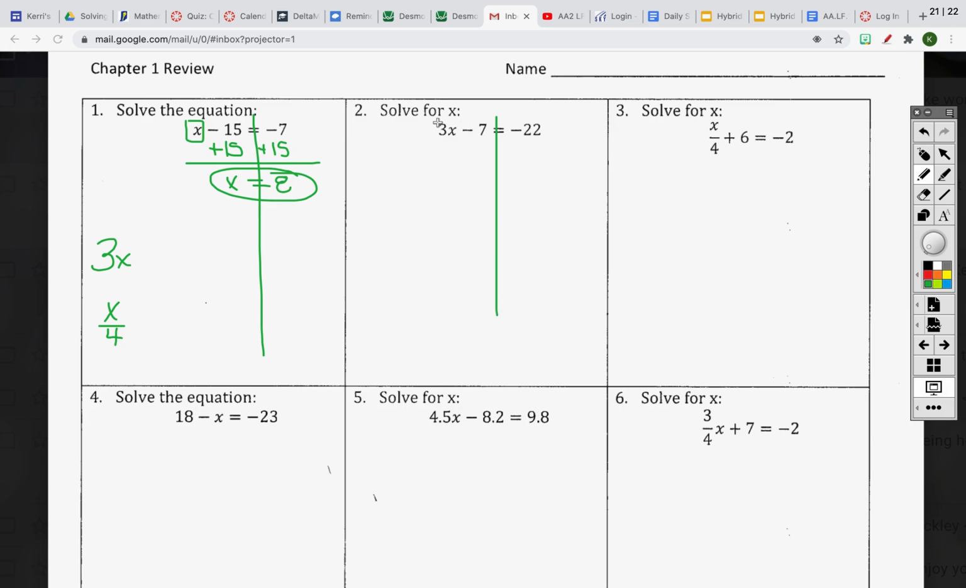Drop your line, box your variable term, opposite operation. Bring down your variable term, bring down the math. So please put into your Desmos Scientific Calculator -22 plus 7, and that is going to be a -15. It is imperative that you are using your calculator. Opposite operation. Don't drop that negative that's here. It is a -15. And then x equals a -5.